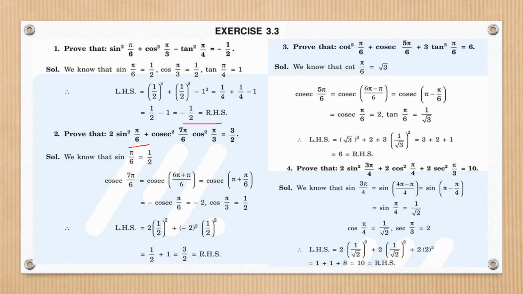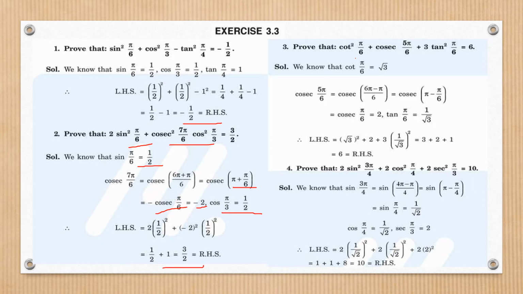For the second one, sine pi by 6 is half, cosecant 7 pi by 6 you need to break as cosecant pi plus pi by 6, which is minus cosecant pi by 6, and the value is minus 2, and cos pi by 3 is half. Put all the values like 2 into half square plus minus 2 whole square and into half whole square, which is 3 by 2.